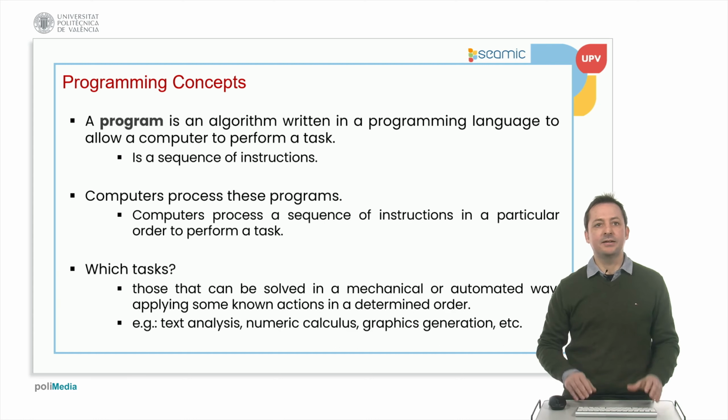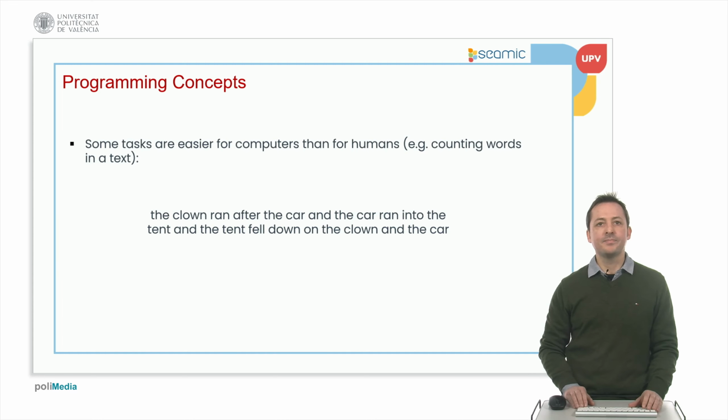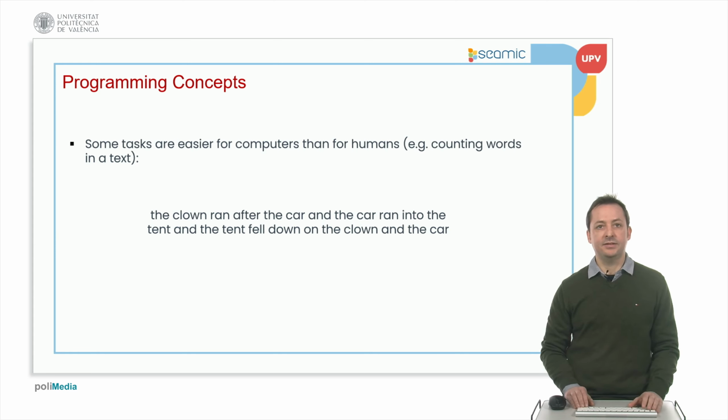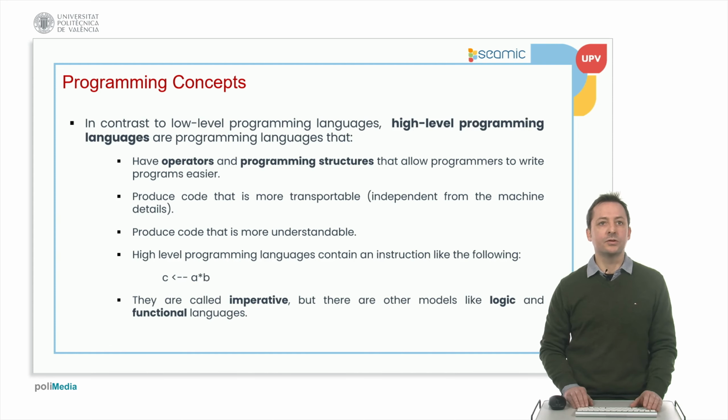These can be different types of tasks, such as numeric calculus, graphics generation, and so on. Computers can solve tasks in a much easier and faster way than humans, such as, for example, counting words in a text. We'll see some of these examples in the next lessons of this course.